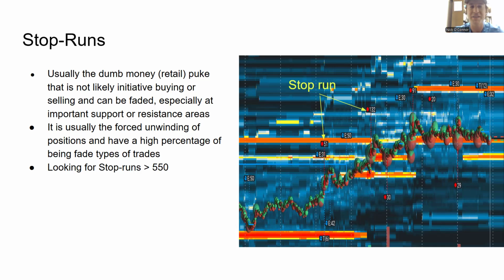This is usually the retail money puking out of positions. So we think of icebergs as initiating positions, wanting to get orders into the market. Stop runs, those are people, mostly retail traders, getting out of the market, getting out of their positions. And these tend to be fade positions. So where we were thinking of icebergs as support and resistance, we want to think of the stop runs as being sort of areas of reversal. And for ES, I like to look for stop runs that are bigger than about 550.